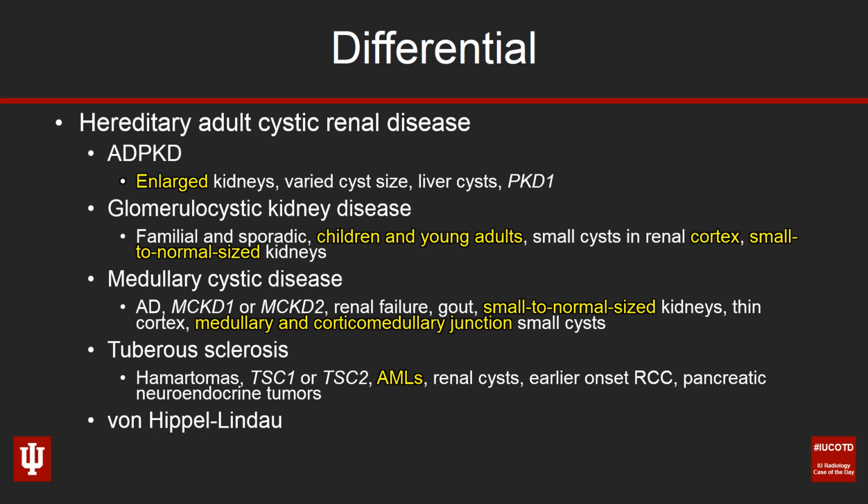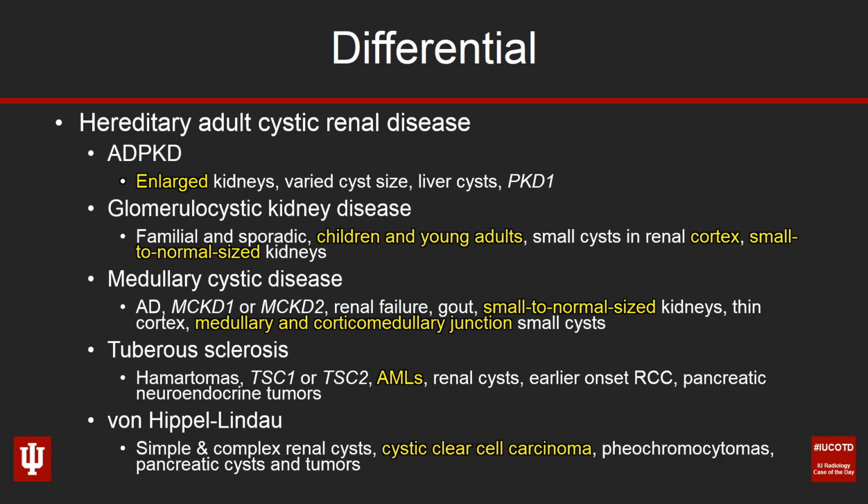Tuberous sclerosis can have multiple renal cysts. However, TS patients more commonly have angiomyolipomas, up to 80% as opposed to 50% for renal cysts. Patients with tuberous sclerosis develop RCC at a similar rate as the general population, but at a younger age. Aside from the number of neurological, skeletal, and skin manifestations of tuberous sclerosis, patients are also prone to developing pancreatic neuroendocrine tumors.